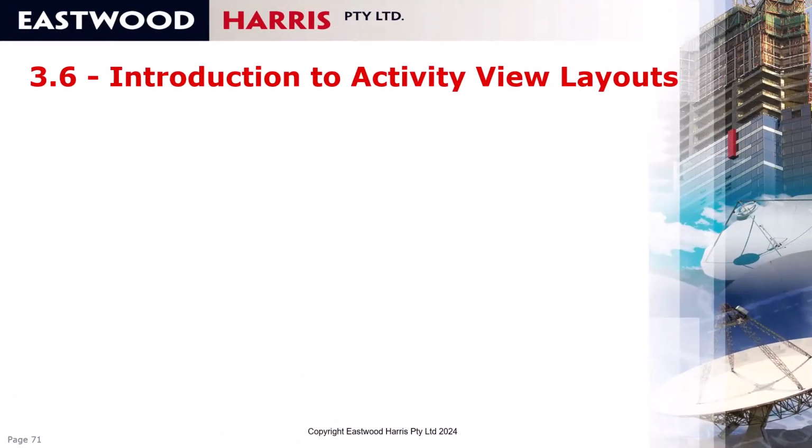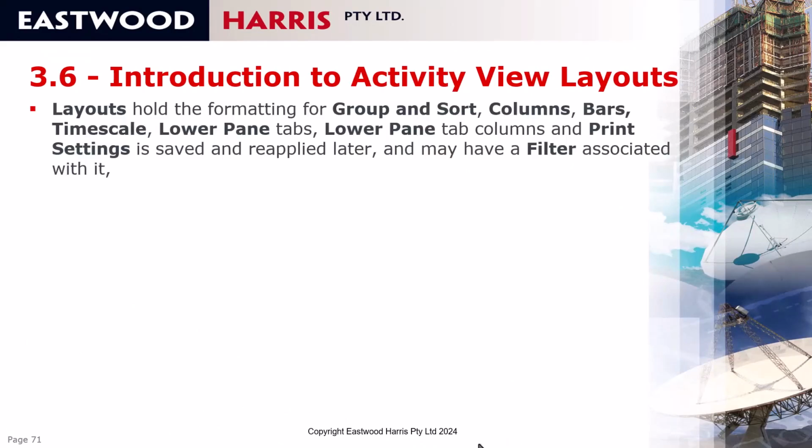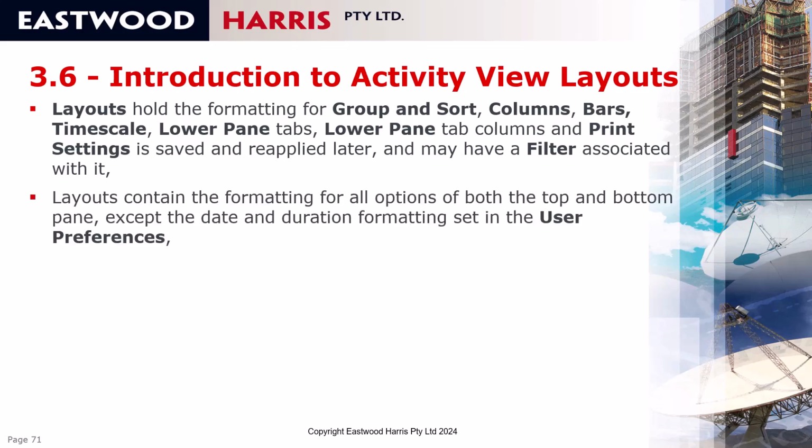Introduction to Activity View Layouts. So layouts hold the formatting for group and sort, columns, bars, timescale, lower pane tabs, lower pane tab columns and print settings, and they're all saved as a layout, may be reapplied later and may have a filter associated with it. Layouts contain the formatting for all the options in both the top and bottom pane except the date and duration formatting that is set in the user preferences, and we'll cover that later.